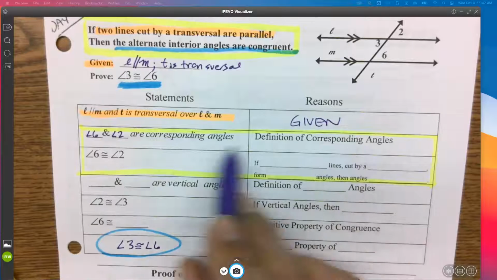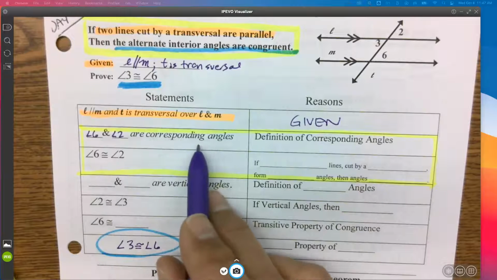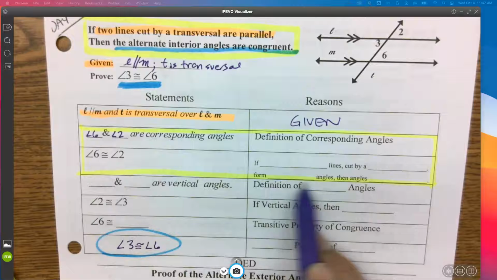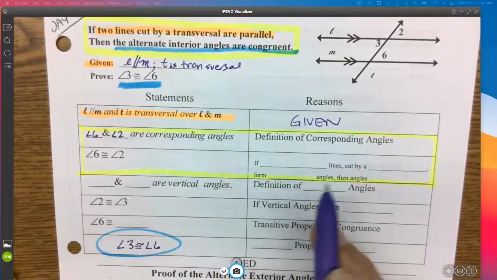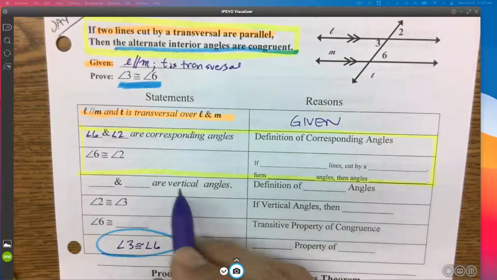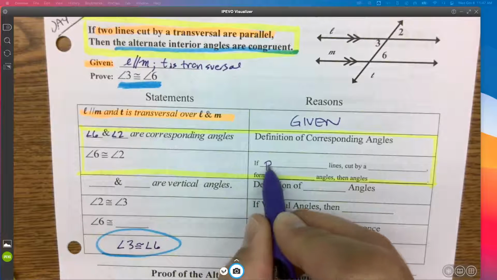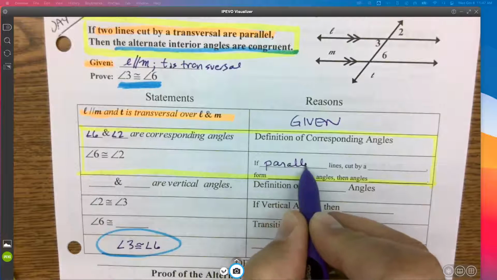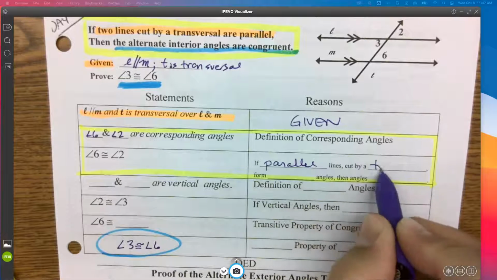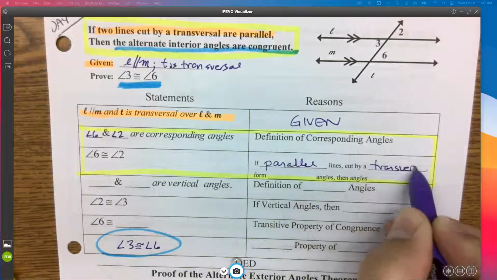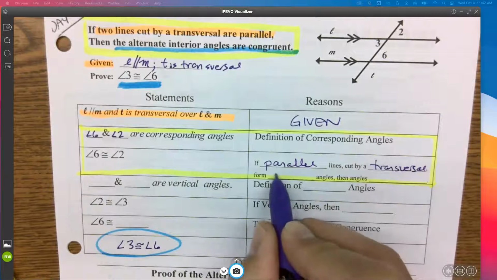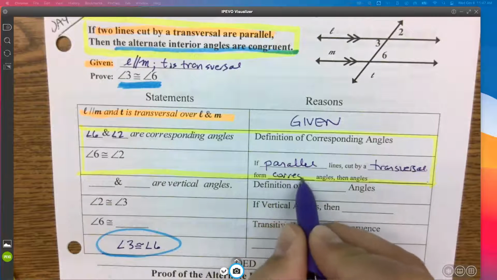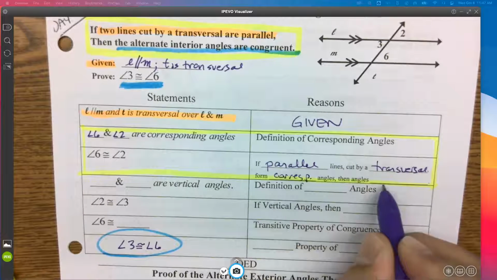Why was that important to establish that they are those angles? Well, we're going to use the theorem that we used last class, where we said if parallel lines cut by a transversal form corresponding angles, then those angles are congruent.